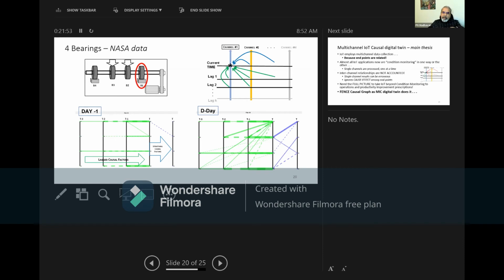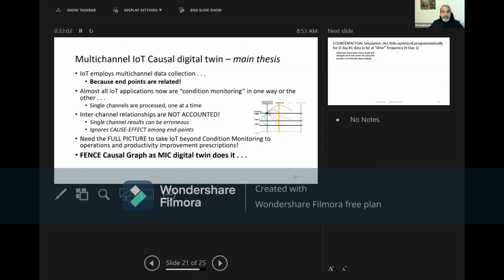Now, this kind of condition information you could have gotten from vibration, let us say, but I will claim this would be much more sensitive and pick it up. But that's not the real value of it, which is how we can improve things. Before I say that, let me state the main thesis. In IoT, we almost always collect multi-channel data. Why? Because those channels are related. If we don't estimate and work with those relationships, we are throwing the baby out with the bathwater.